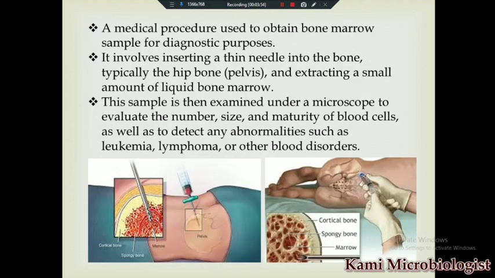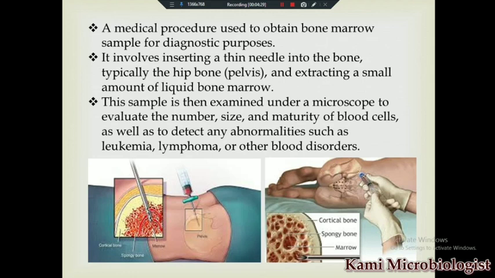Now as we understand the bone as well as the bone marrow, let's talk about the bone marrow aspiration. It is a medical procedure in which we can obtain the bone marrow sample, or bone marrow liquid or specimen, and we use it for different diagnostic purposes.